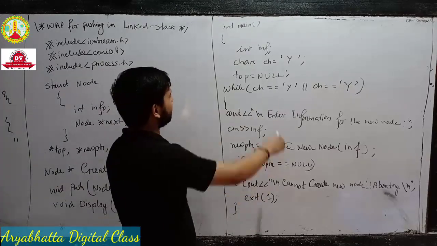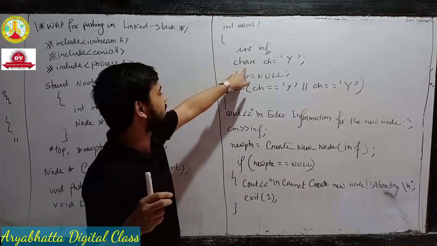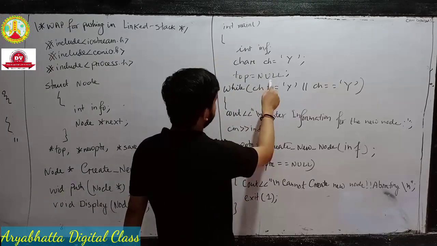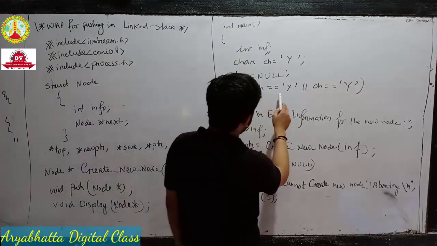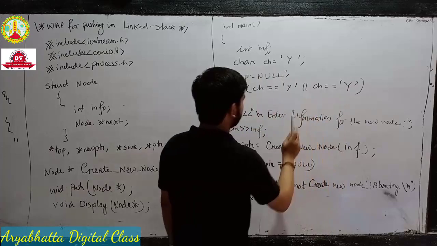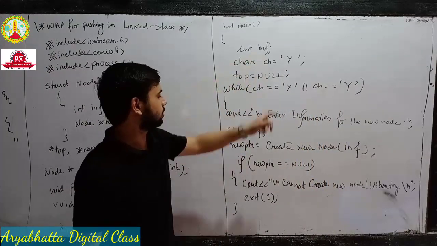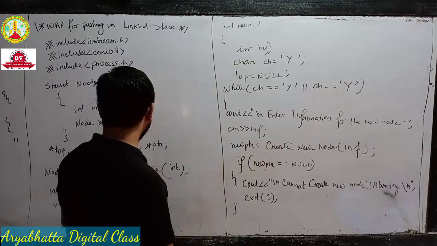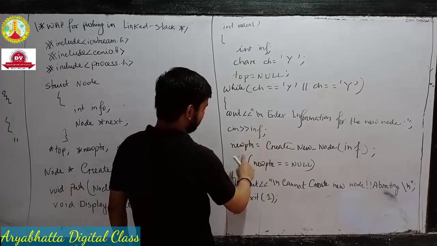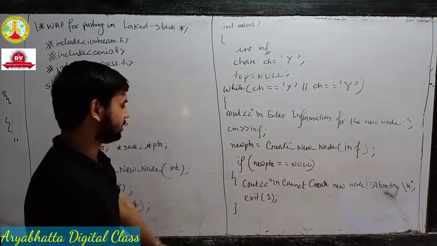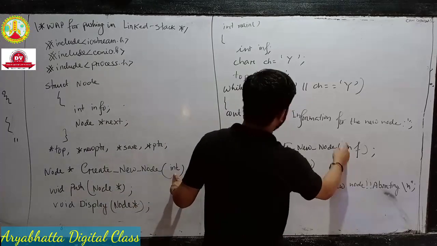So see, in the main function we use a variable as an int and in here a character, and top will be initialized by null, right? When we use the while loop, the character is either a small or a capital Y, this is the logical operator. Enter information for the new node, that will be stored in the inf variable, okay? And the create new node function will be called under the main function, assigning in this new ptr variable, where the argument is assigned as INF.